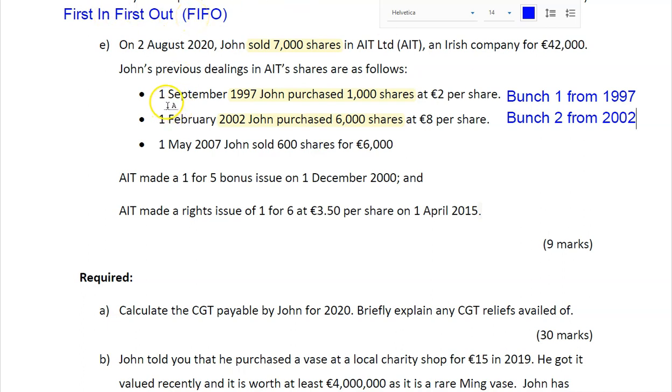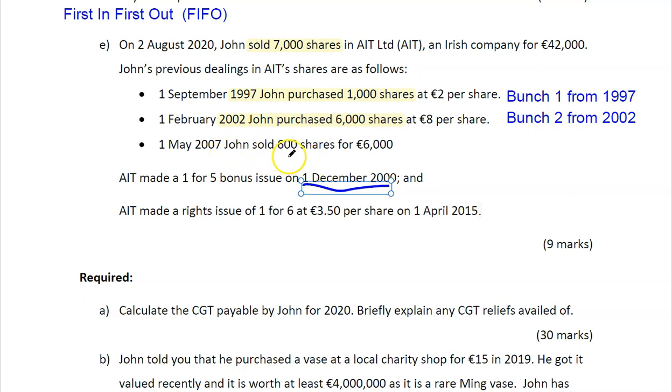So what we do is we look at each bunch in turn. We look at bunch one and ask how are they affected by these transactions? The first bunch is bunch one in 1997. It starts off with 1,000 shares at €2. The second bullet point has no effect on that. So you had 1,000 shares. There was a 1 for 5 bonus issue. So 1,000 shares divided by 5, an extra 200 shares. So you have 1,200 shares.